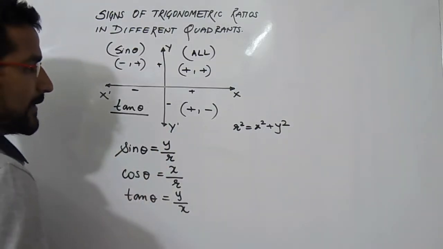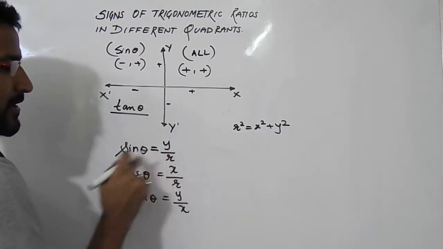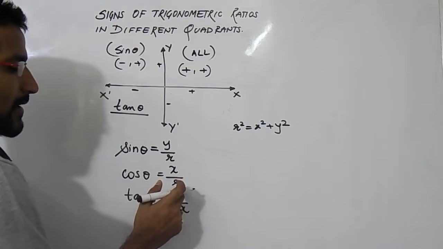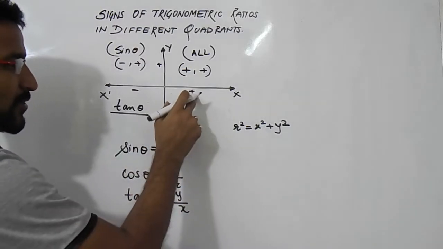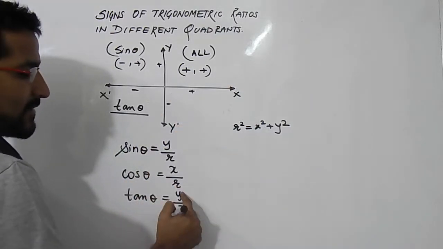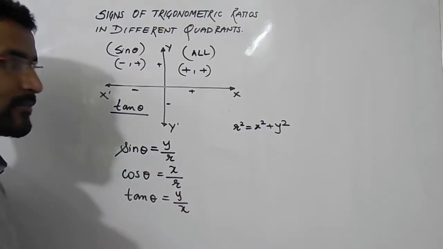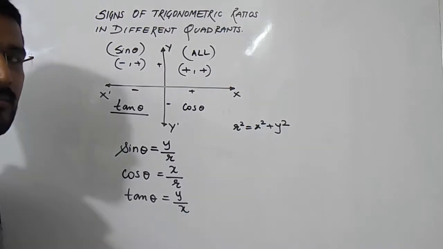And in the fourth quadrant, y is negative, so the sine function will be negative. Cos is x by r, and x is positive here, so cos will be positive. Tan theta is y by x, y is negative but x is positive, so the ratio will be negative. So here we are getting cos theta positive.